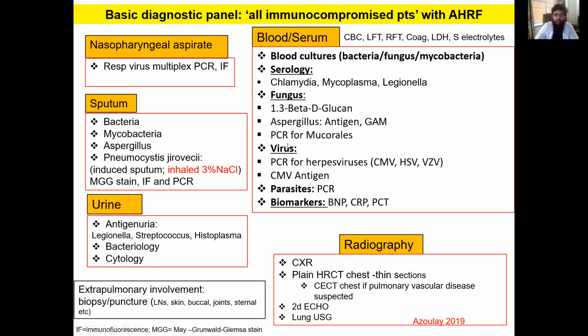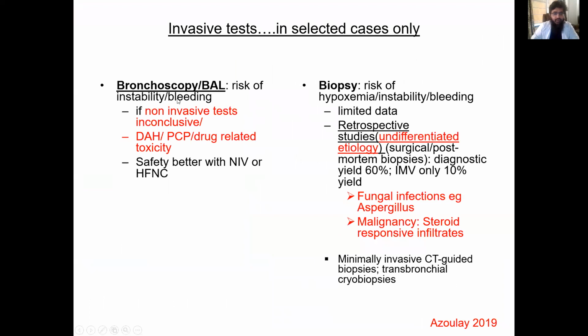galactomannan, and PCR for Mucorales, virus PCR panel, CMV antigen, biomarkers to rule out cardiac failure, and in radiology do an X-ray, CT chest with thin sections, and echo and ultrasound to rule out cardiac and other causes of lung consolidation changes in your patient. Invasive tests are not commonly used nowadays because of risk of bleeding and instability.